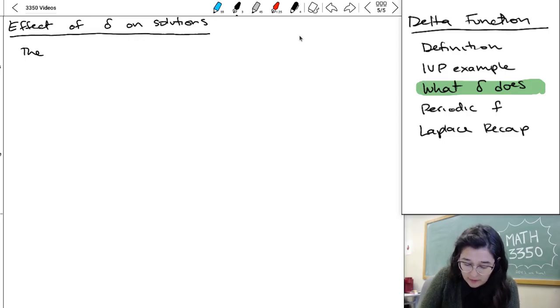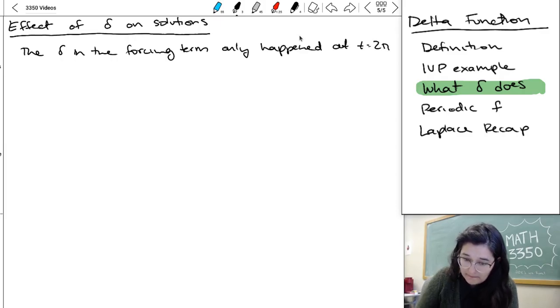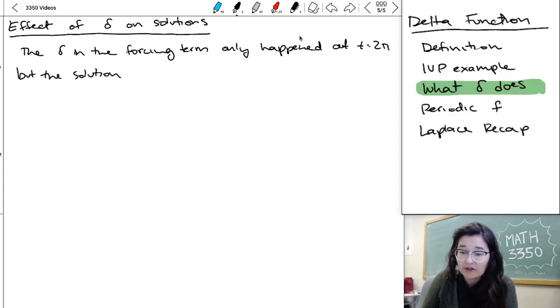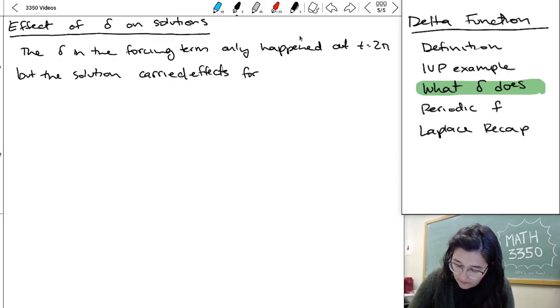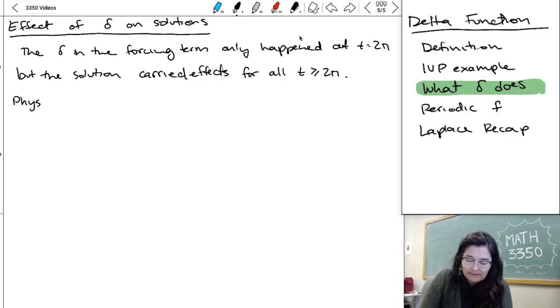So remember that for the example we just did, the delta in the forcing term only happened at t equal 2 pi, but the solution to our differential equation y carried effects of that action for every time after that, for all t greater than or equal to 2 pi. So physically, I feel like this makes sense.